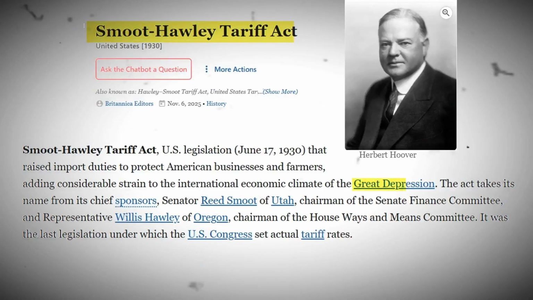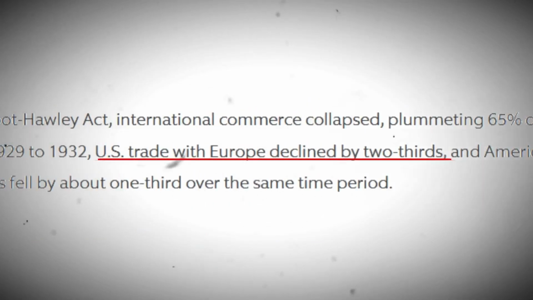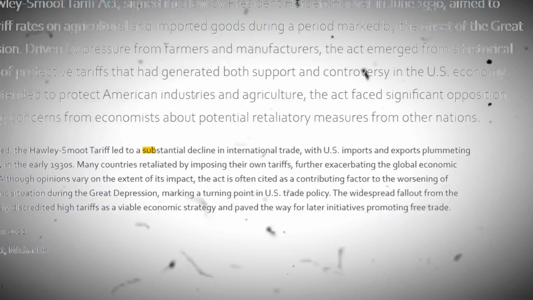As the United States slid into depression, the Smoot-Hawley Tariff Act was one of many policies adopted by President. Negative effects that followed the beginning of the Depression.